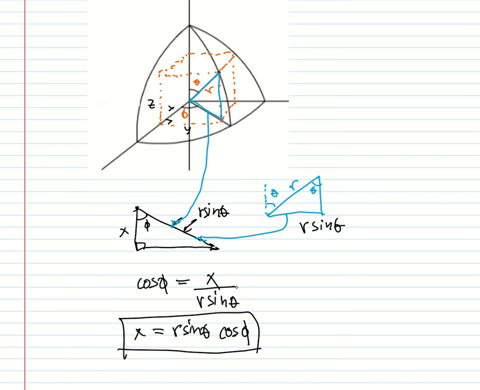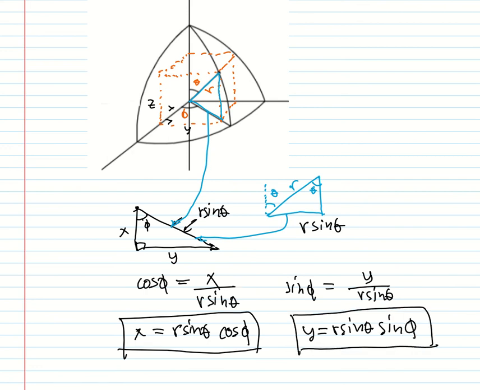How about for y? If it's y, it's the same thing. Instead of x, we use this y here. This is y. And it's just the opposite. So instead of cosine, we use sine. Sine of phi is equal to the opposite side, which is y, divided by the hypotenuse, which is r sine theta. And solving for y will be r sine theta multiplied by sine phi.